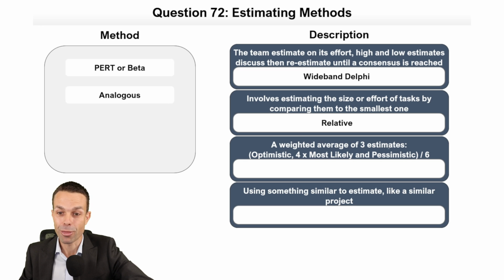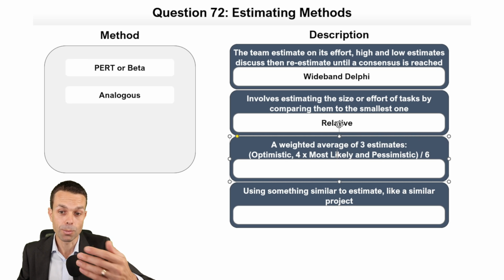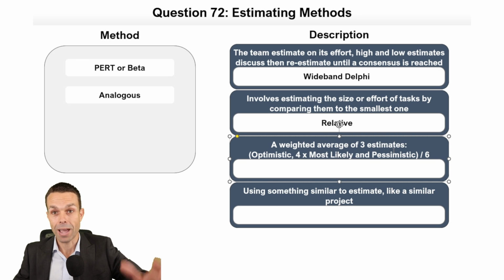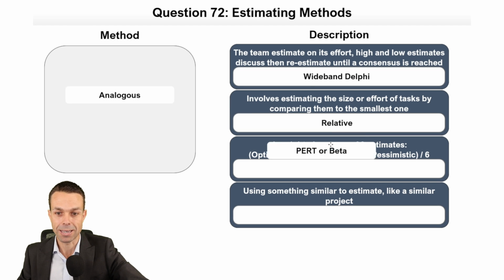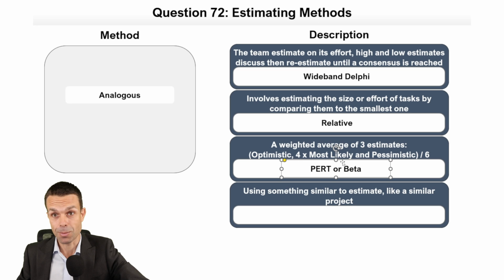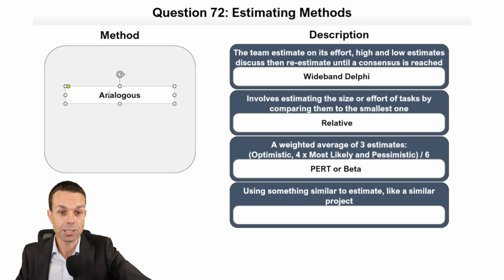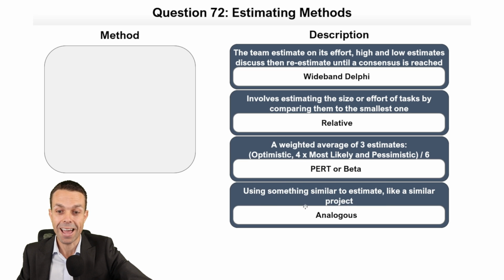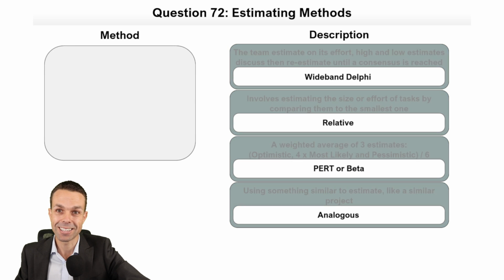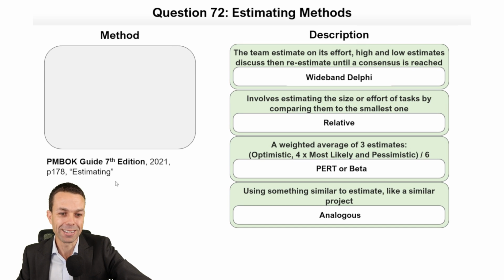A weighted average of 3 estimates. Now, when it's a weighted average, we have the optimistic, 4 times the most likely, so it's weighted towards the most likely, and then the pessimistic. We add those all together and then divide by 6. That's our PERT or beta estimating. Similar to our 3-point estimating that we've seen before. Using something similar to estimate, we're using an analogy. It's analogous estimating. And that's from page 178 in the PMBOK Guide 7th edition under estimating.